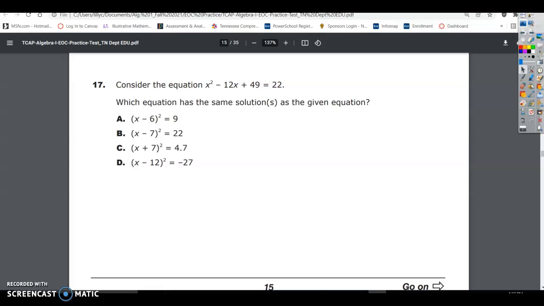Algebra 1 EOC practice test number 17. Consider the equation x squared minus 12x plus 49 equals 22. Which equation has the same solutions as the given equation?